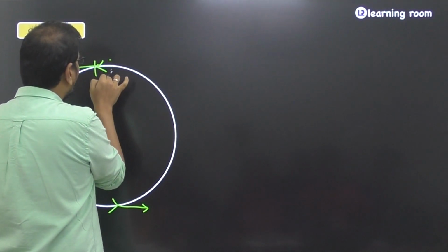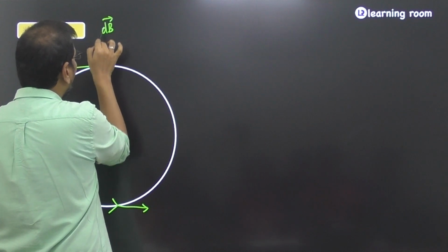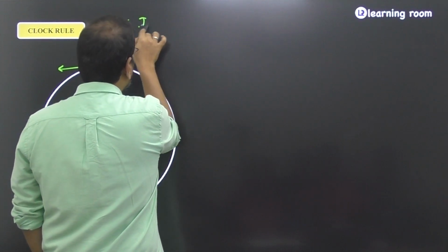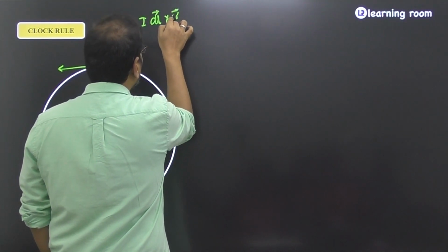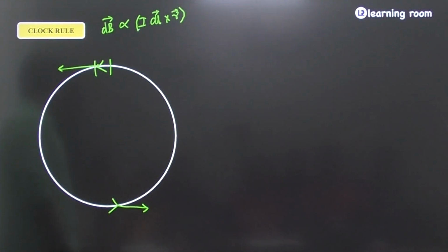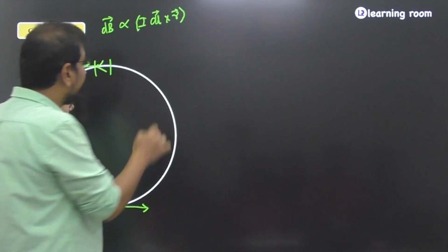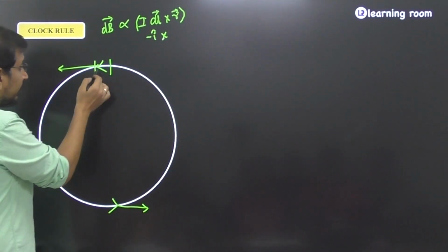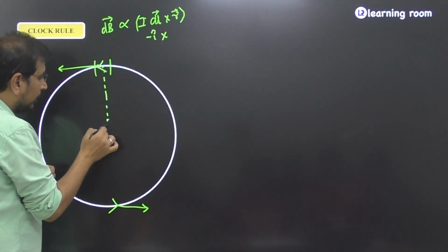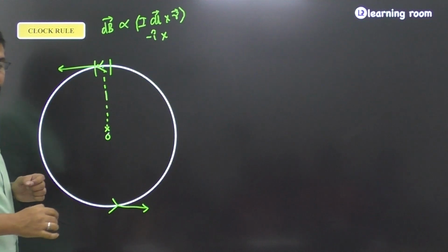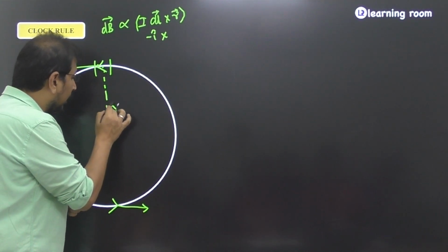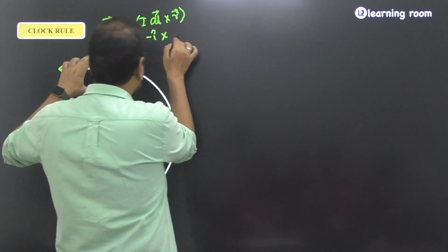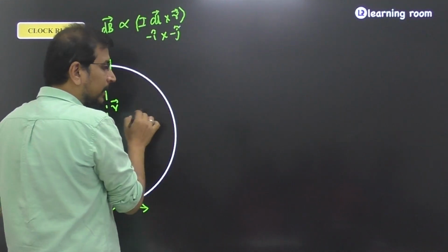Now, if I take a small element here, then what is the direction of dB vector dependent on? dB vector direction is directly proportional to dl vector cross r vector. So dl vector is in the leftward direction, which is minus i cap, cross r. What is r? r is the distance vector from the dl vector to the point where you are calculating the field. So this is going to be r vector. In this scenario, dl vector is minus i cap for the top one, and r vector is minus j cap. So minus of minus is plus.